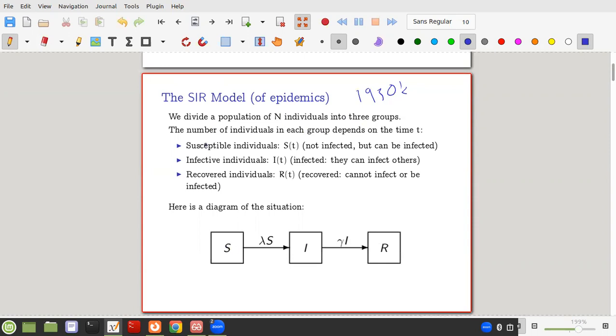So here you have susceptible individuals. That's this box here. So you have S of T. These people are not sick. They haven't been infected, but they can be infected. They're susceptible. You have the infected individuals, I of T, this middle box, people who have caught whatever the disease is, and they can infect others. And then you have recovered individuals who cannot infect or be infected, so they're out of the game.